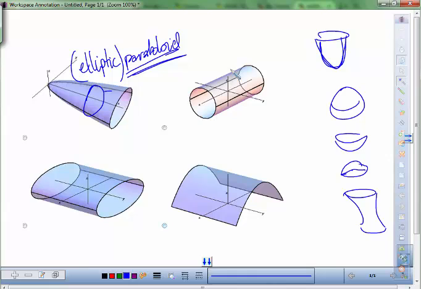How about this one? Cylinder. So this is the main shape, but can we be a little bit more descriptive? So in this case, it's a circular cylinder. How about this next one? So it's another cylinder, right? But this time it's a little bit different. The cross-sectional cuts are ellipses.